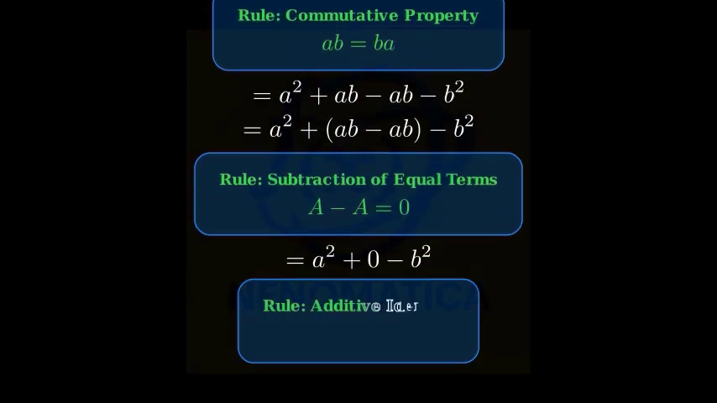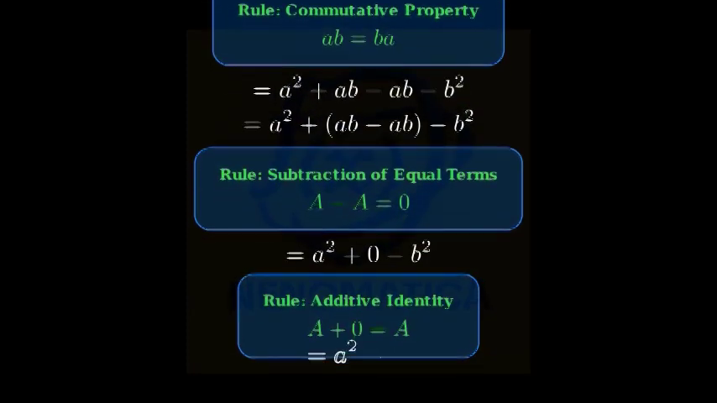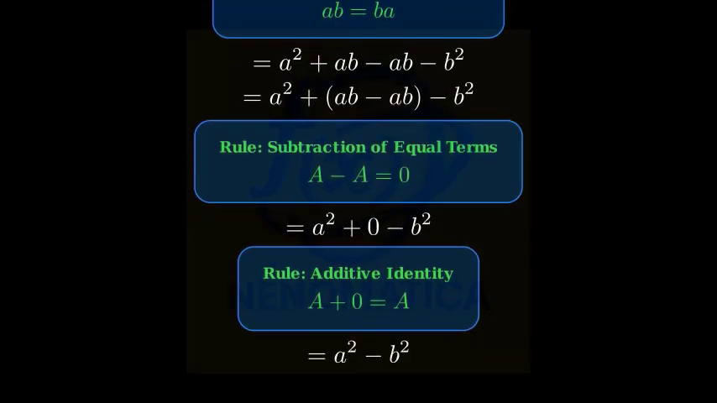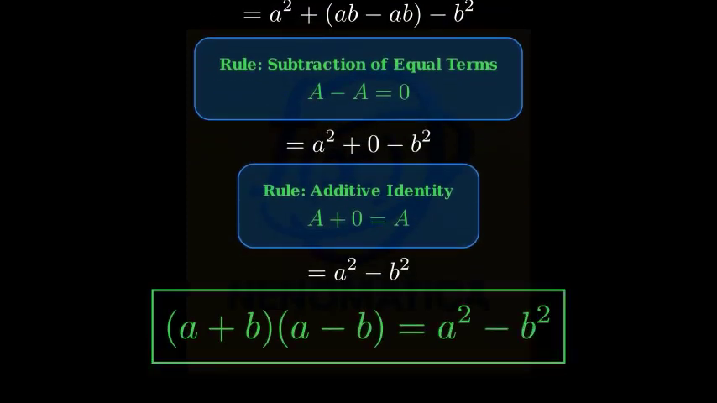The additive identity property tells us that adding 0 to any number gives the same number. So we get our final result, a squared minus b squared. Therefore, we have proven that for all real numbers a and b, the product of a plus b and a minus b equals a squared minus b squared. This is an important algebraic identity known as the difference of squares formula.